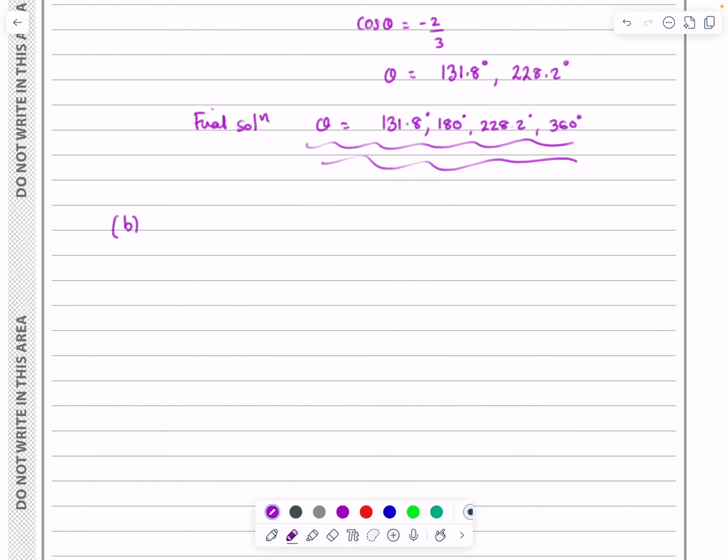if I'm trying to solve the answer for part B, let's write the question out first of all. 2 tan 2x plus 40 plus 3 sine 2x plus 40 is equal to 0. So we're going to get exactly the same answers as we would have got previously. So we're going to get 2x plus 40 is going to be equal to those four answers: 131.8, 180, 228.2, and 360, etc.